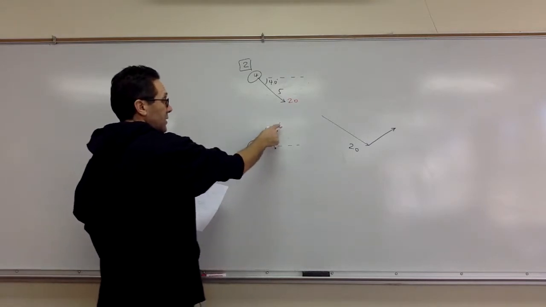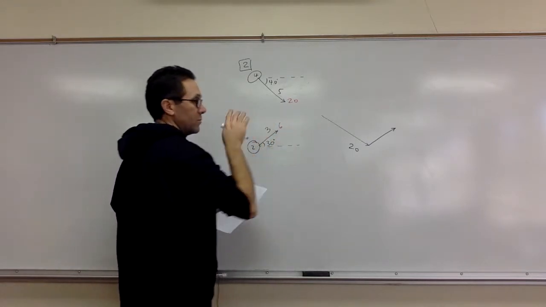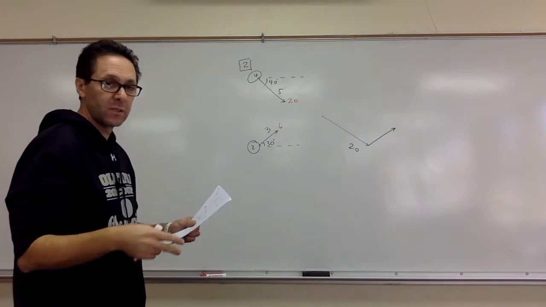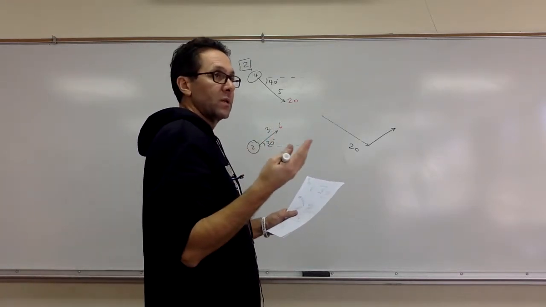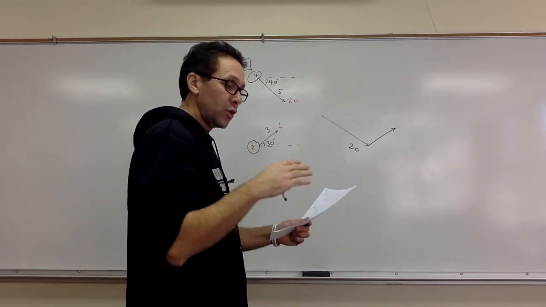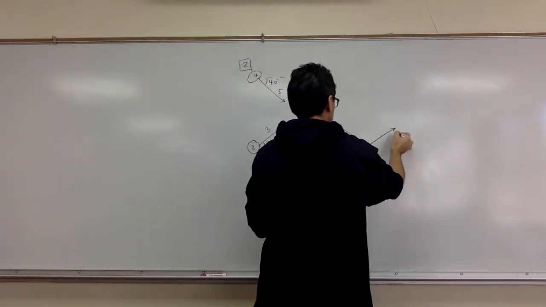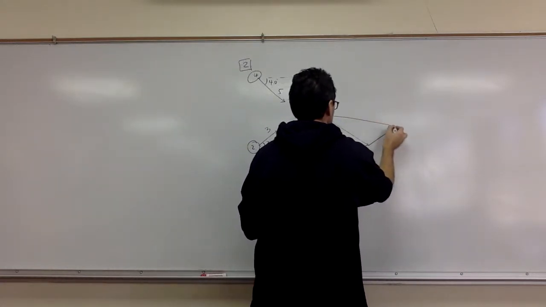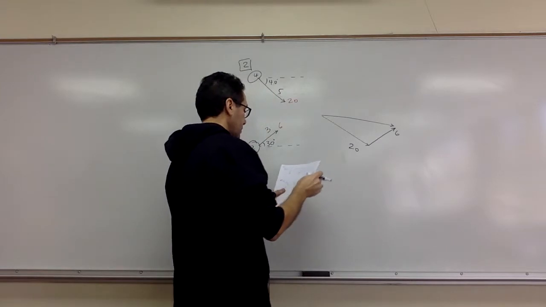And by the way, you can start with this one and go here and do the other one. It doesn't matter. Remember, we say that the addition of vectors is commutative, meaning you can change the order. And this is a 6. So this is the resultant vector.